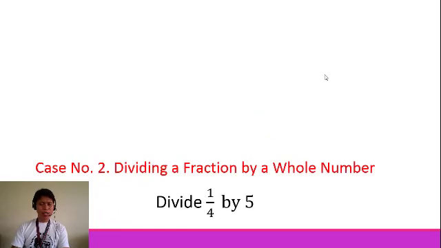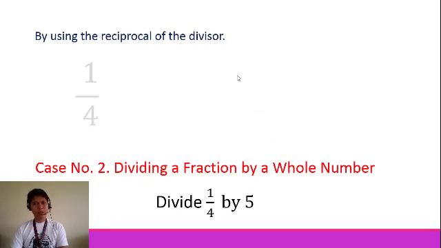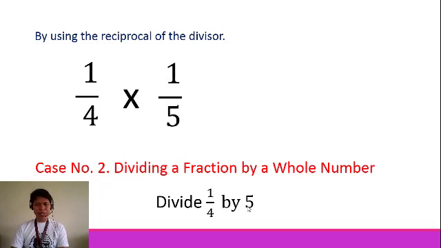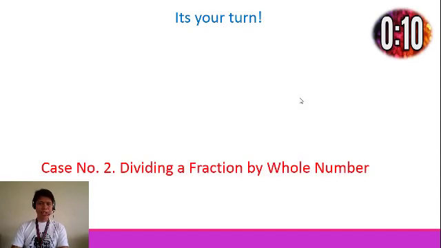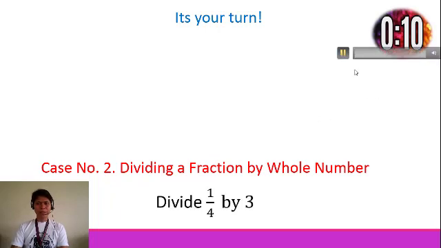Another is by using the reciprocal of the divisor. We have 1/4 times. Since it is 5 over 1, then we get the reciprocal, which is 1 over 5. So 1 times 1 is equal to 1, and then 4 times 5 is equal to 20. The same result. Okay, so this time again, it's your turn. You have 10 seconds, or you can pause the video if you need more time. Case number 2, divide 1/4 by 3. Start.